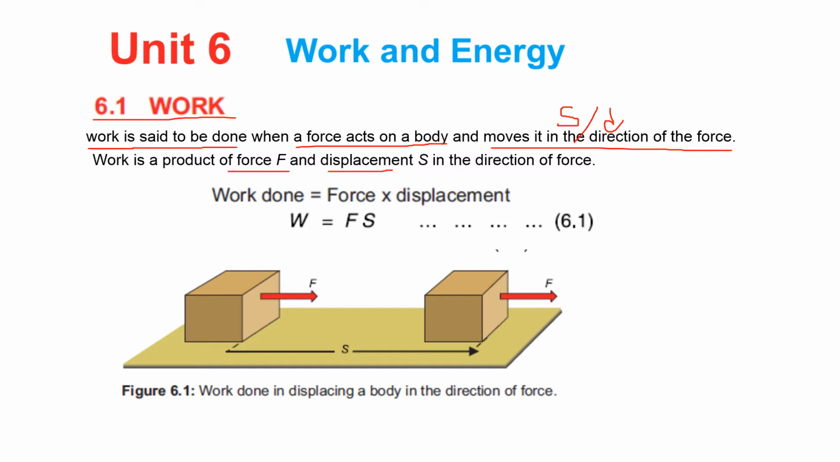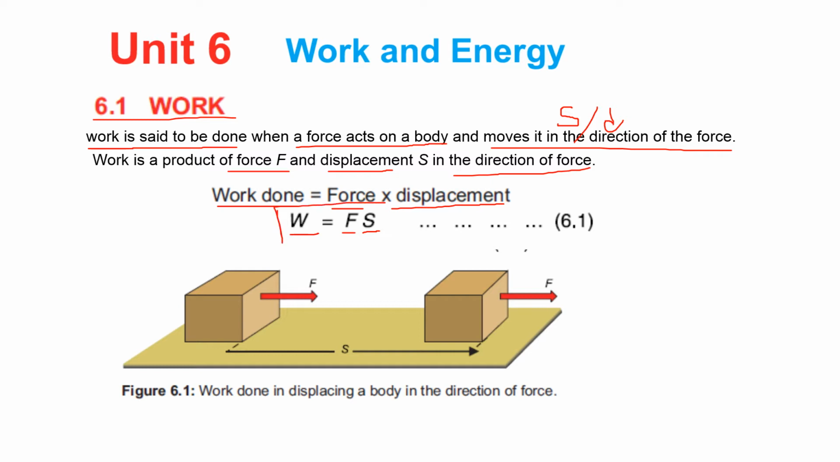So we can write this statement in equation form: work done is equal to force into displacement. If we know the distance, we can write it here as displacement, but if the distance is not known, we use the word distance. As you know, force is represented by F, displacement we write with capital S, and for work done we use the symbol capital W. So this is the formula for work done.